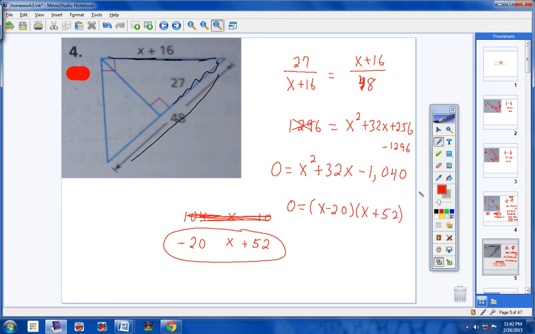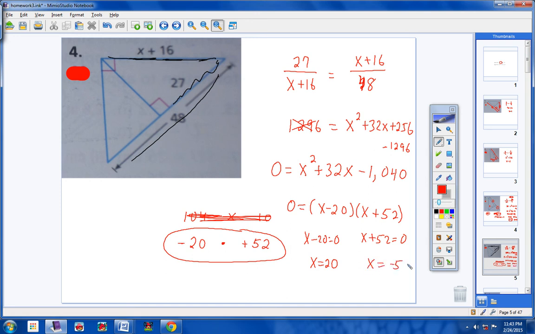And to be honest with you, I really should not have used the x here for multiplication because it does look like the variable x. So I'll put a dot right here. There we go. Okay guys, if you take x minus 20, set it equal to 0, then x equals 20, bring the 20 over, make it positive. x plus 52 equals 0, bring the 52 over and make it negative.